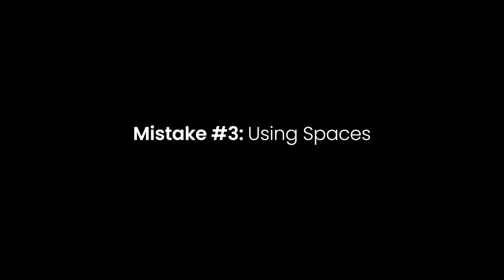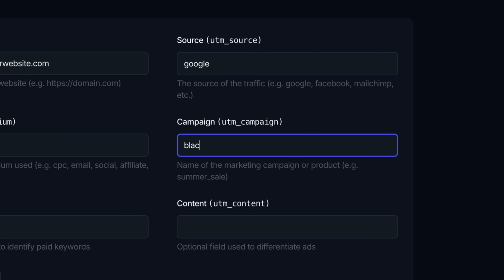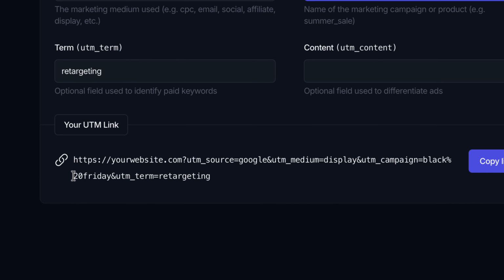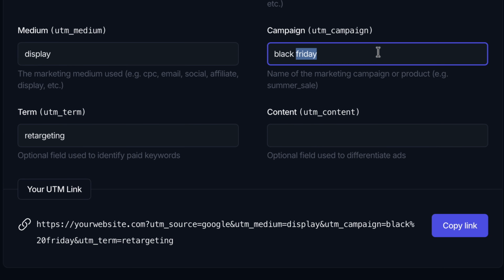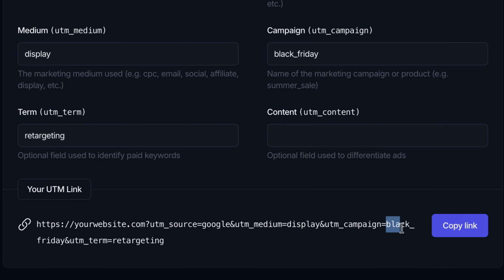Mistake number 3 is using spaces instead of underscores. Spaces in URLs get converted into special characters, which looks messy and can cause tracking issues. Use underscores instead. They're cleaner and more reliable for UTM tracking.